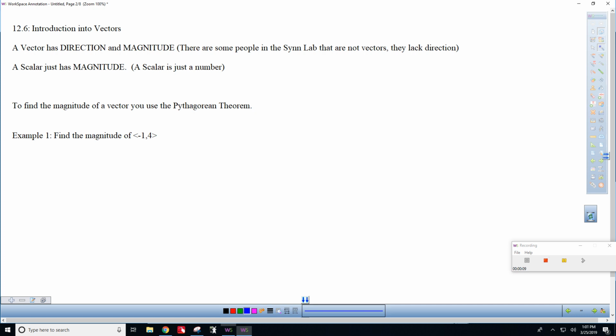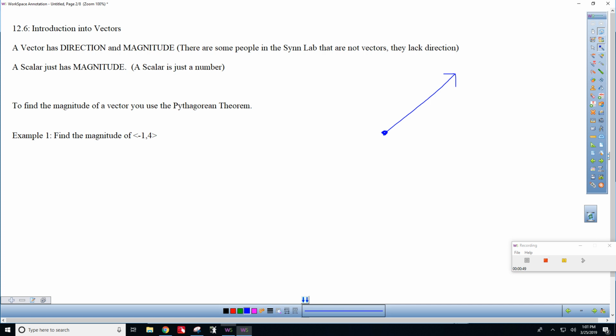So you should think about a vector like an arrow with an original starting point and an end point. The magnitude is the length of the arrow, and the direction is the orientation of the arrow, or which way the arrow is going.